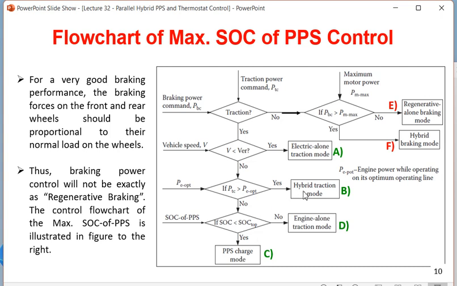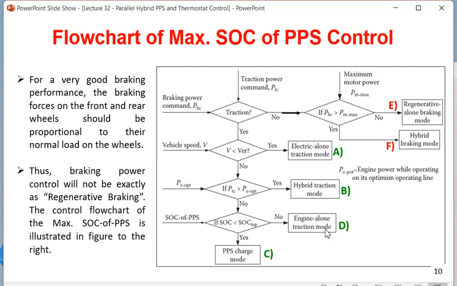If the required power is less than the engine power, then we have to go in only the engine based driving. In that case also there are two cases. First is if SOC is less than SOC top, then extra power generated by the engine will go to the PPS. And if SOC is equal to SOC top, then there is no need to generate any extra power, then only less amount of engine power we generate and we give it to the engine alone. So PPS charging mode is mode C, engine alone mode is mode D. These are the third and fourth mode in traction.